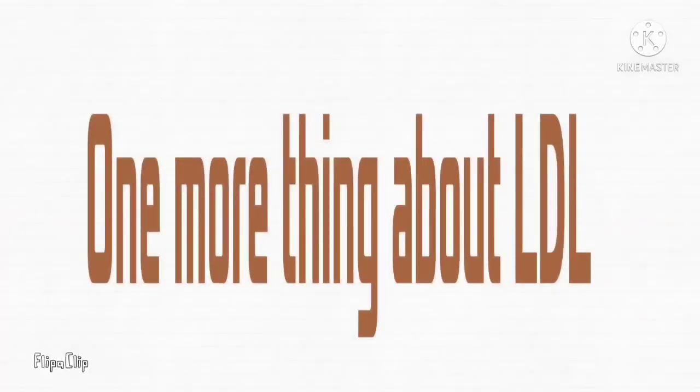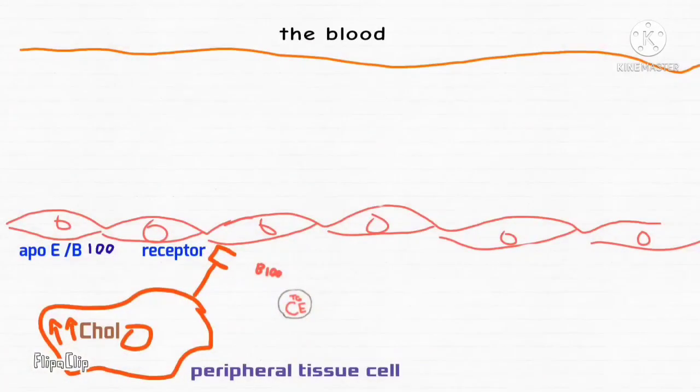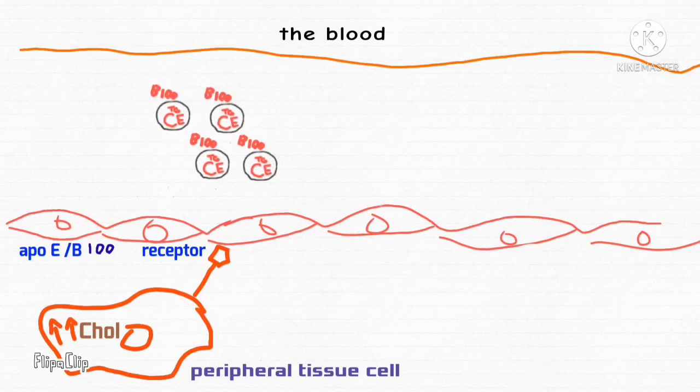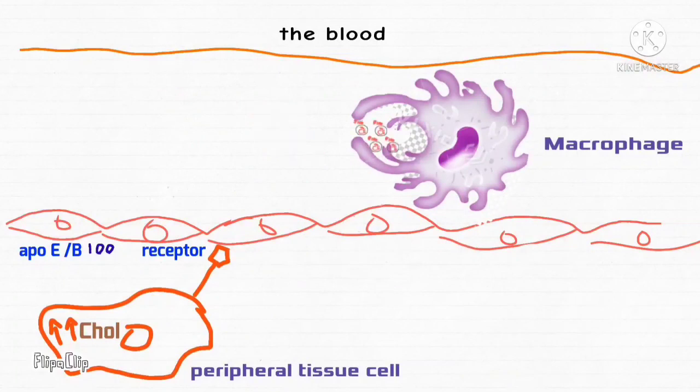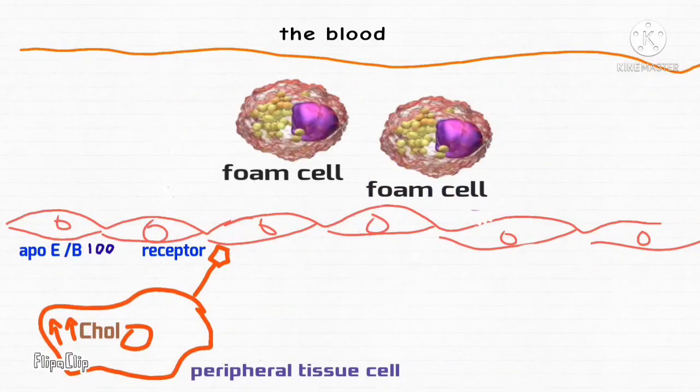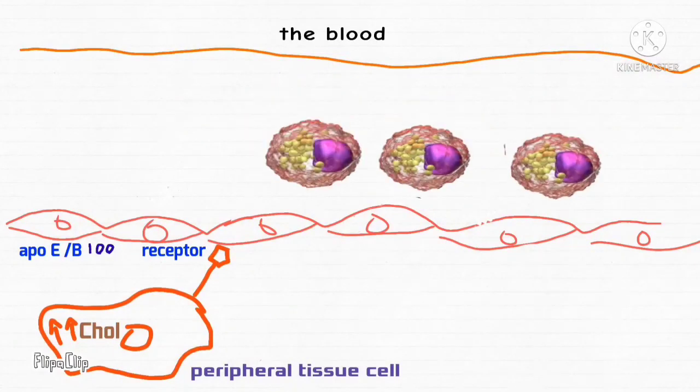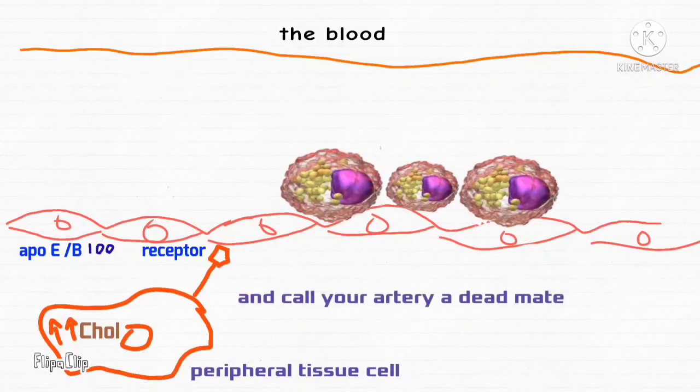However, there is one more thing. As the concentration of cholesterol increases in the cell, the receptor closes and the LDL builds up in the blood, which is removed by macrophages. This results in the transformation of macrophages into foam cells. These cells build up in the endothelial cells on the arteries, causing atherosclerosis.